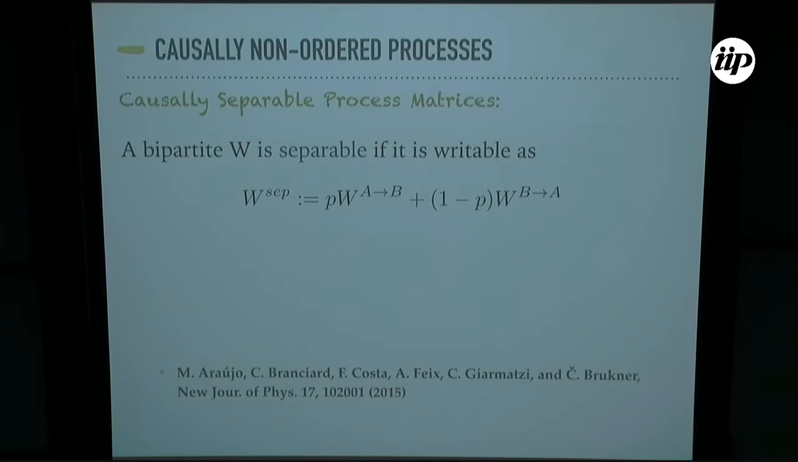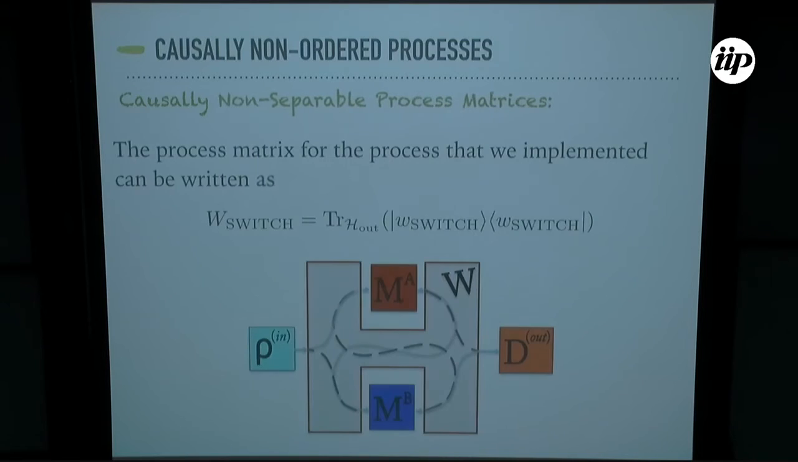So basically, it's a classical mixture: with a classical probability P, Alice will act before Bob, and with a probability 1 minus P, Bob will act before Alice. Now, the process matrix of the quantum switch, we believe, and we demonstrated, is causally non-separable. So first of all, how do we write this process matrix?